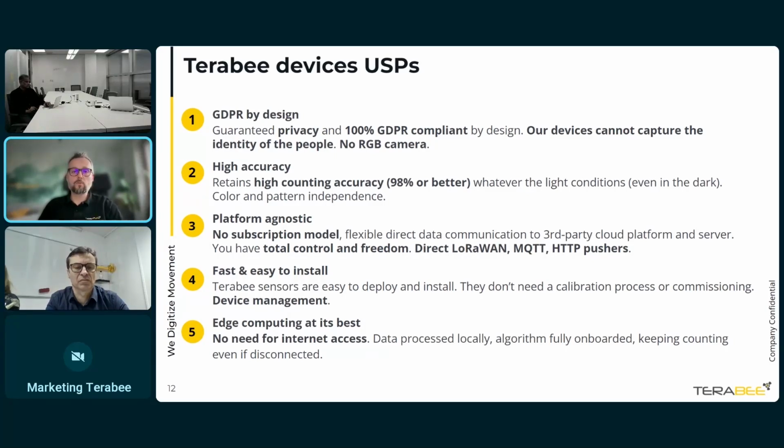And on top of this, we are not pushing our customers to SaaS systems. So you can buy only the hardware, resell the hardware, and sell the whole package to your customers with your own IoT platform, with your own data analysis platform, whatever product that you have.